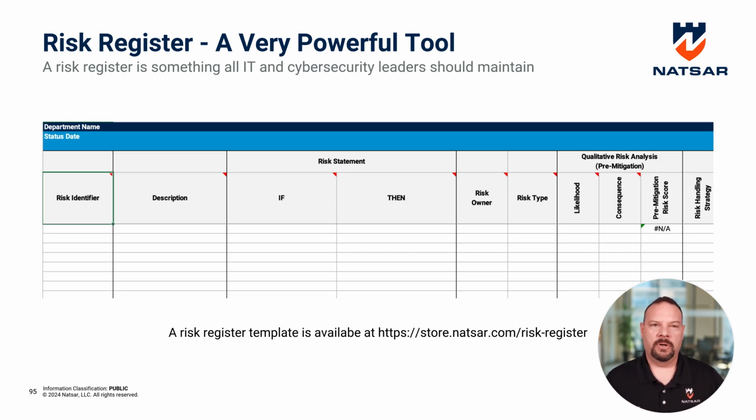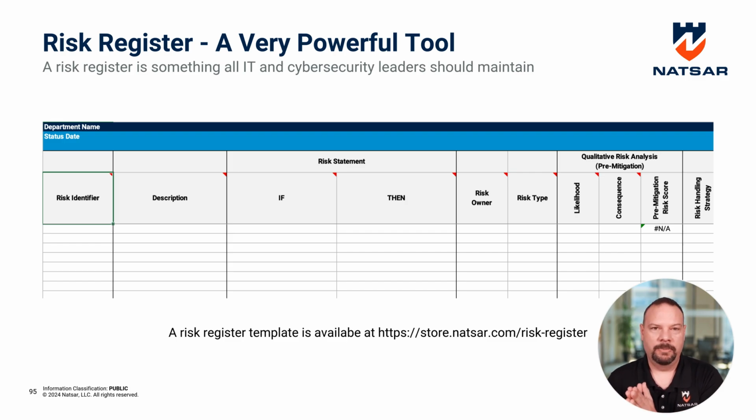This is a screenshot of the risk register. I couldn't fit it all on here because it's pretty lengthy, but if you're looking for a risk register template, I have one available on Natsar's website. I've got the link down below that you can pick up, and it even has calculations for you. So when you fill things in, it'll automatically calculate your risk level. And this is a great way of just tracking all of the risks in your organization, because at the very end, you also put how much it's going to cost to remediate.